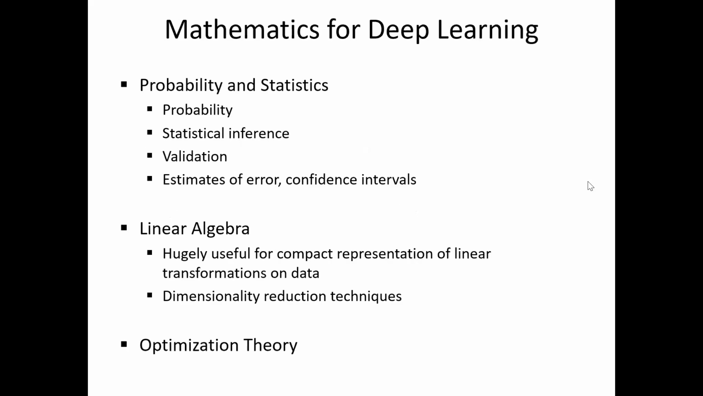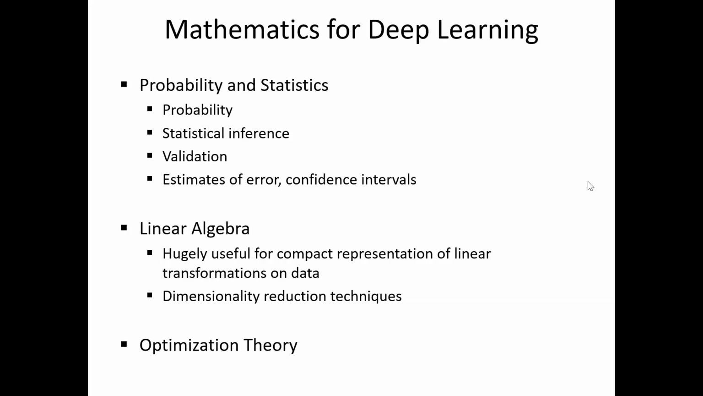Now, mathematics for deep learning. What are the areas required to understand different deep learning models? We can classify them into three parts. The first one is probability and statistics. The second one is linear algebra, and the third one is optimization theory. In probability and statistics, we should have sound knowledge about probability, statistical inference, validation techniques, and estimating the errors and confidence intervals. These are the sub areas we need to understand before exploring this particular area.